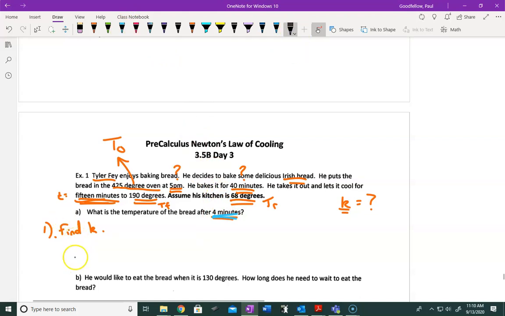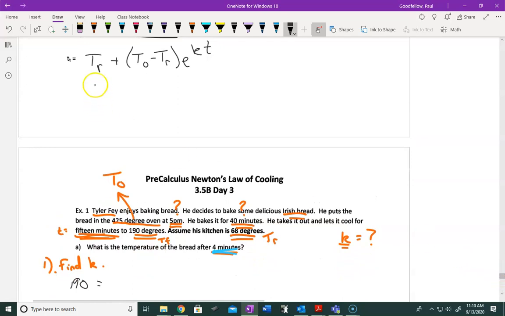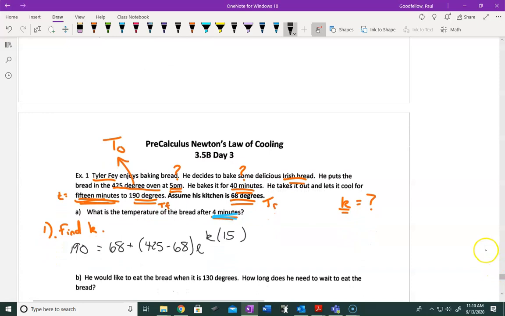So, finding k. Temperature final, 190 degrees, equals, and I'm going to move this up so you can see the formula above, the room temperature, 68 degrees, plus the initial temperature minus the room, which is 425 minus 68, times e to the k. In this particular case, I'm going to use 15 as my time. And I've got to keep in mind that my k value is going to come out in terms of minutes.